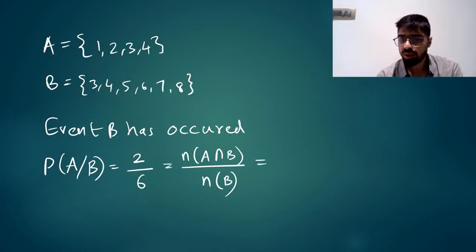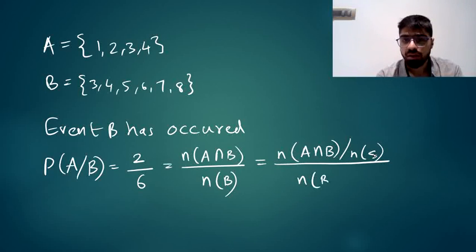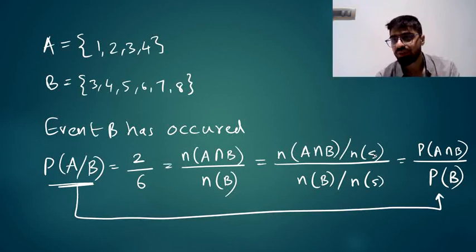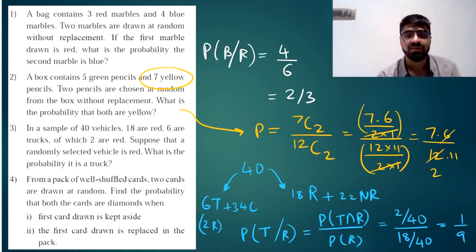Now if you want, you can divide the numerator and denominator by N of S. So we have N of A intersection B upon N of S, divided by N of B upon N of S. The numerator represents the probability of A intersection B, and the denominator represents the probability of B, since N of B upon N of S is P of B. And that's how you arrive at the formula: P of A given B is P of A intersection B upon P of B, and that's the very formula I have used for solving this question number 3.